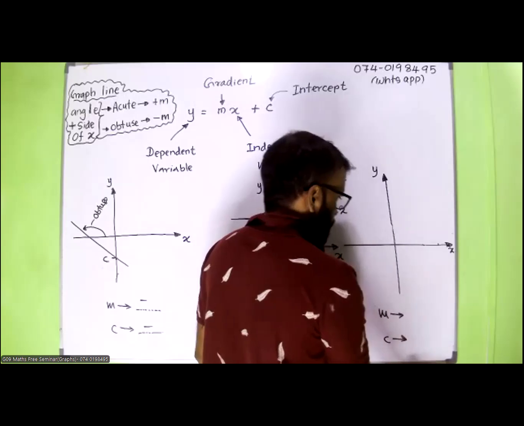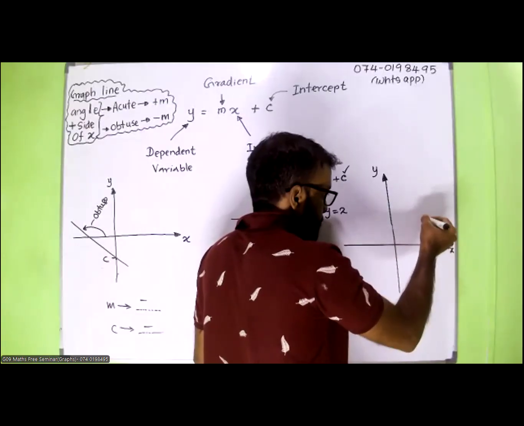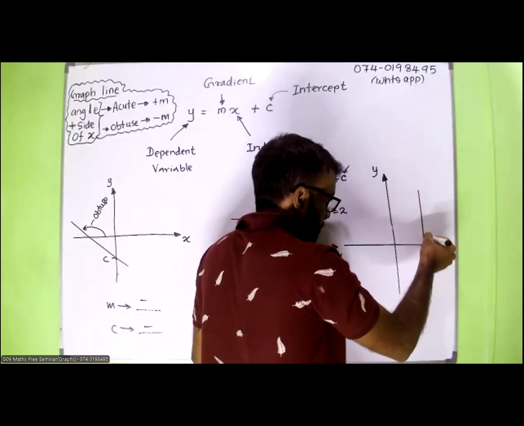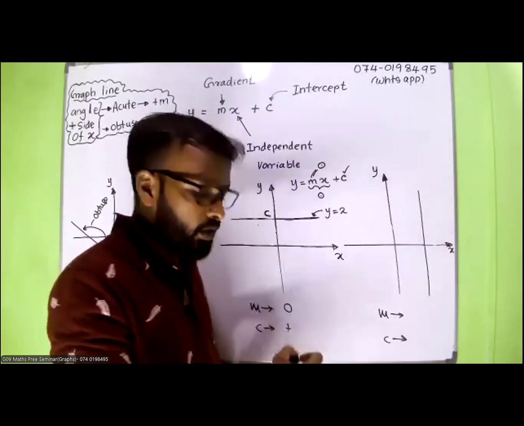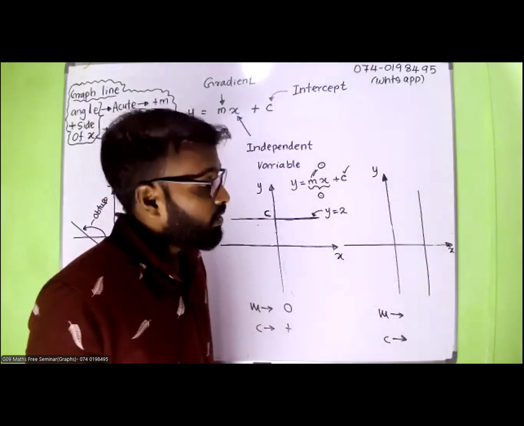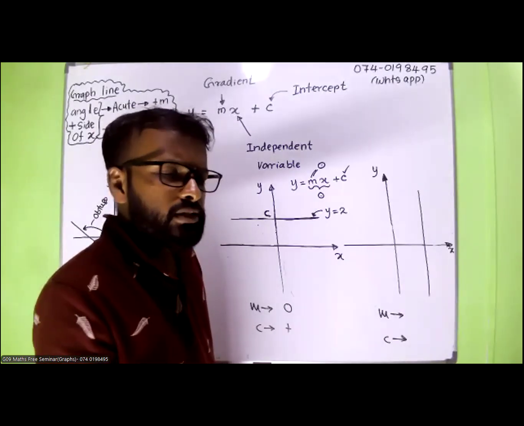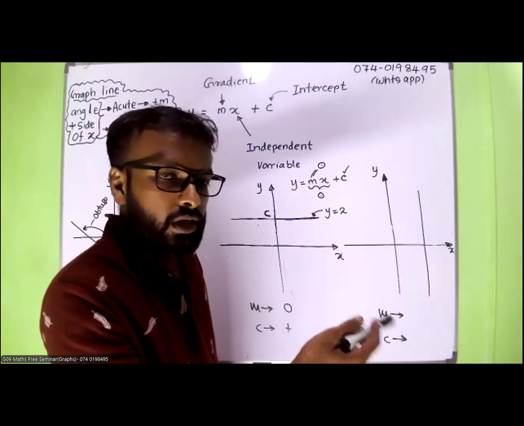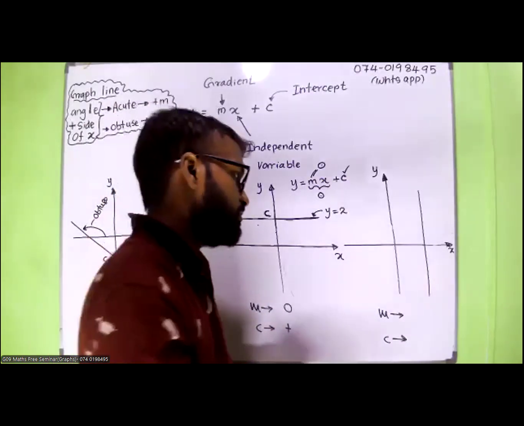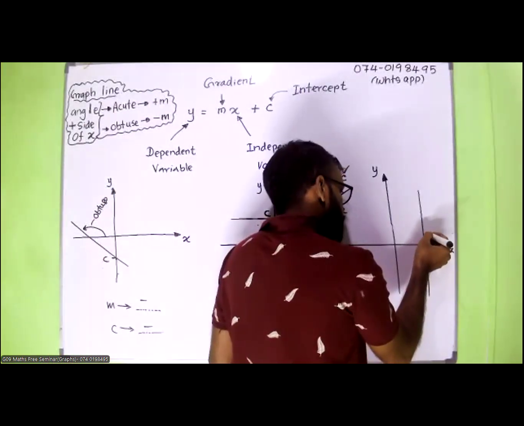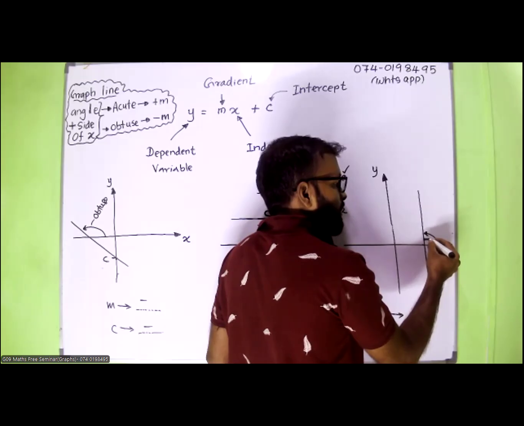Next one. So this line is parallel to the y-axis, but it crosses through the x-axis. What is the angle which it forms with the positive direction of the x-axis? It is exactly a perpendicular, 90 degrees.